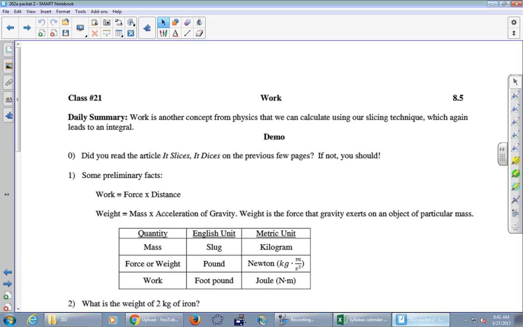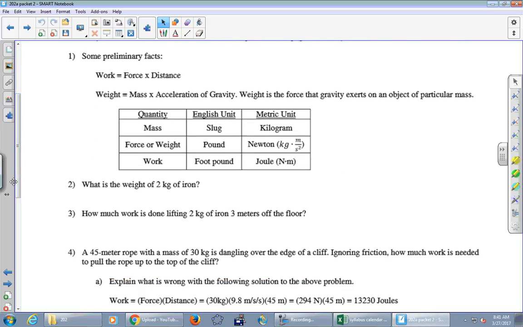So a couple of preliminary facts from physics. First, work is equal to force times distance. That's just the definition. And then weight is equal to mass times acceleration. I'm gonna write the word here, force or weight. Force or weight is equal to mass times acceleration, F equals ma. Weight is the force that gravity exerts on an object of a particular mass. All right, so there are some units here for mass, force or weight, and work. There's the metric units, kilogram, newton, and joule, and then the English units are there in the middle.